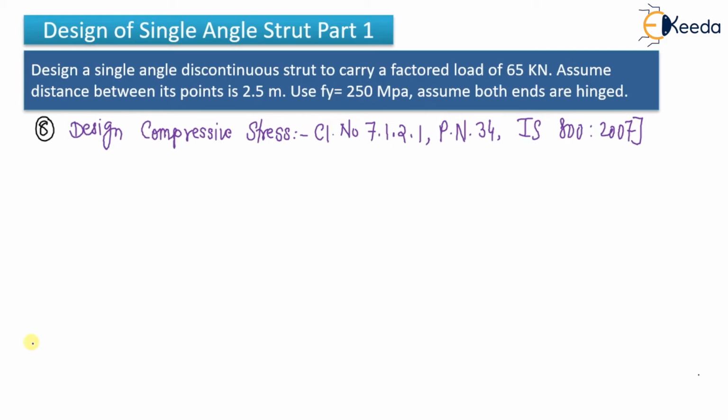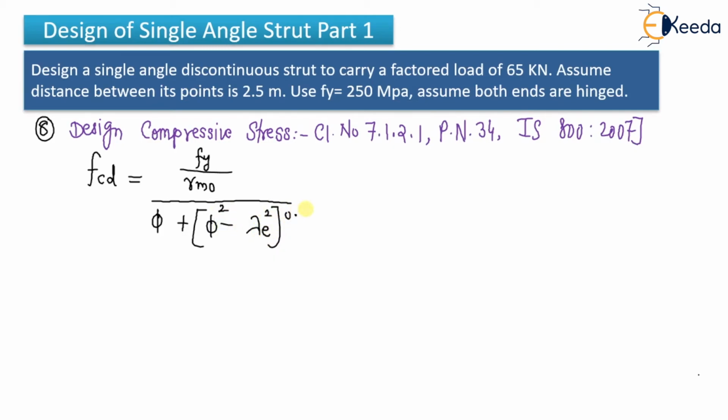So what is the formula for fcd? It is given like this. fcd is equal to fy divided by gamma m0, whole divided by phi plus square root of phi square minus lambda e square, and it should be less than or equal to fy by gamma m0. Okay, now I'll put all these values.